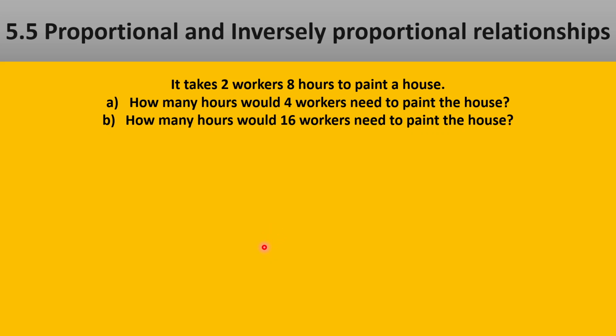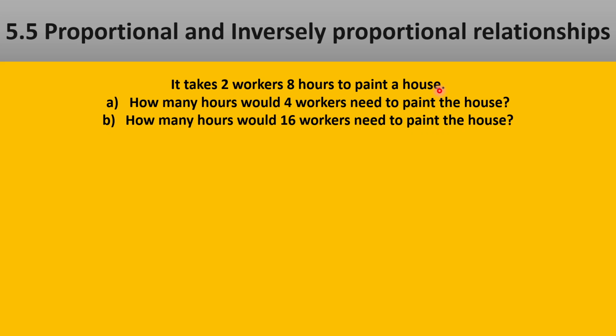Yes, welcome back everyone to the last theory section of this chapter 5.5 theory C, which is all about inversely proportional relationships, which is kind of a spoiler of what it is, because we're going to discuss what it is in this small exercise right here. It takes 2 workers 8 hours to paint a house. How many hours would 4 workers need to paint the house?